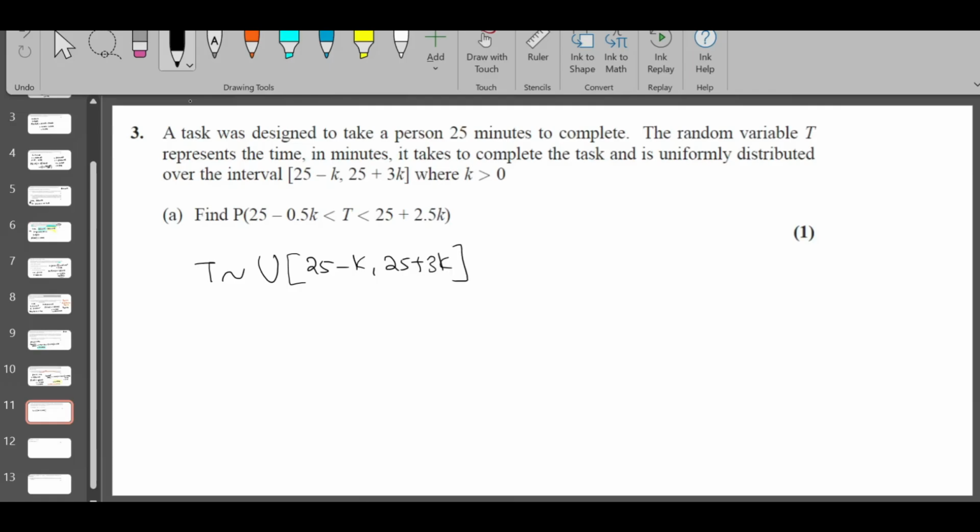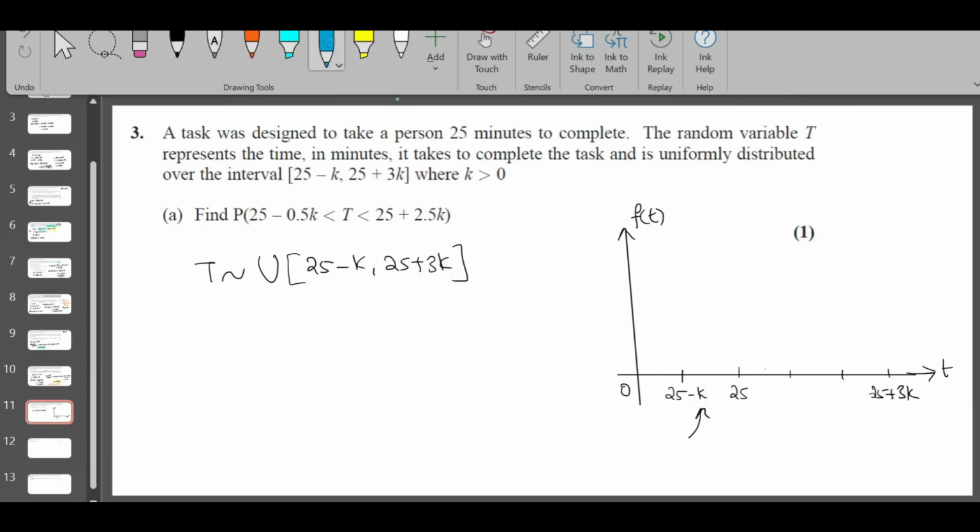I'm going to draw a diagram here. 25 is here, this is 25 minus k. It says k is a positive number. This is 25 plus k, plus 2k, 25 plus 3k. Let's assume the y-axis is here. We don't know where the y-axis is because if the k value is more than 25, it's going to be a negative number. So the y-axis will be somewhere here actually. So it doesn't matter. This is just for reference, f of t. This is t.